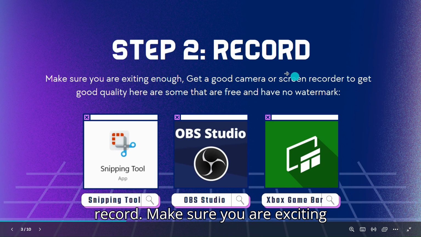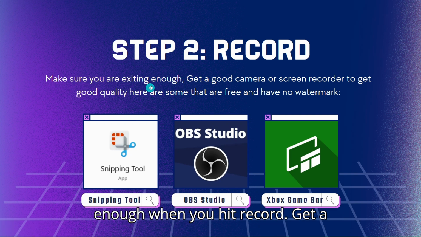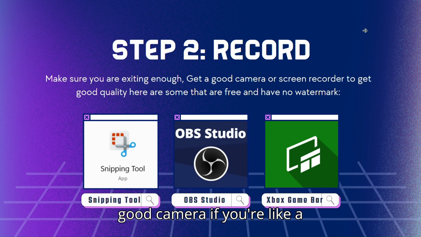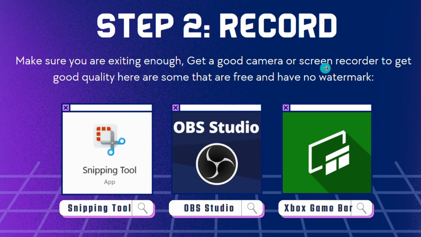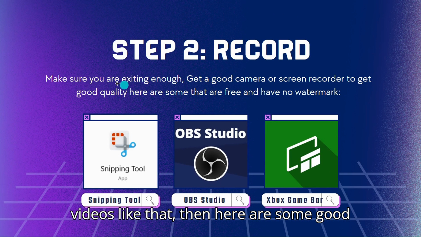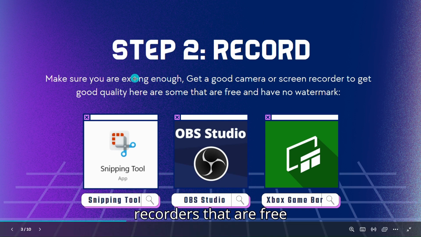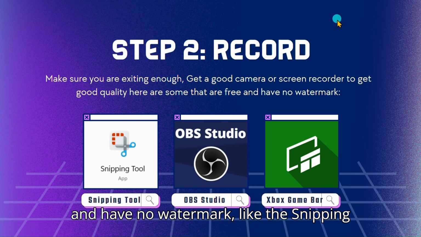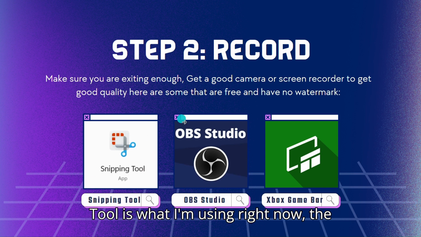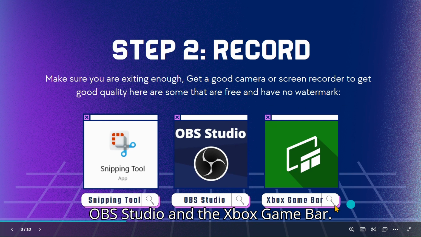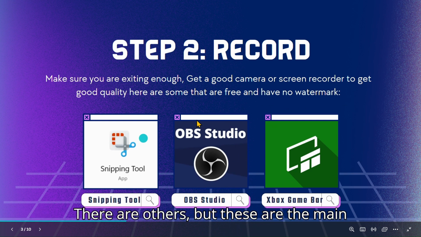Step 2, record. Make sure you are exciting enough when you hit record. Get a good camera if you're like a vlogging channel, or a screen recorder if you're gaming, a tutorial, or something like that. If you record videos like that, then here are some good quality screen recorders that are free and have no watermark, like the Snipping Tool, which is what I'm using right now, OBS Studio, and the Xbox Game Bar. There are others, but these are the main ones.